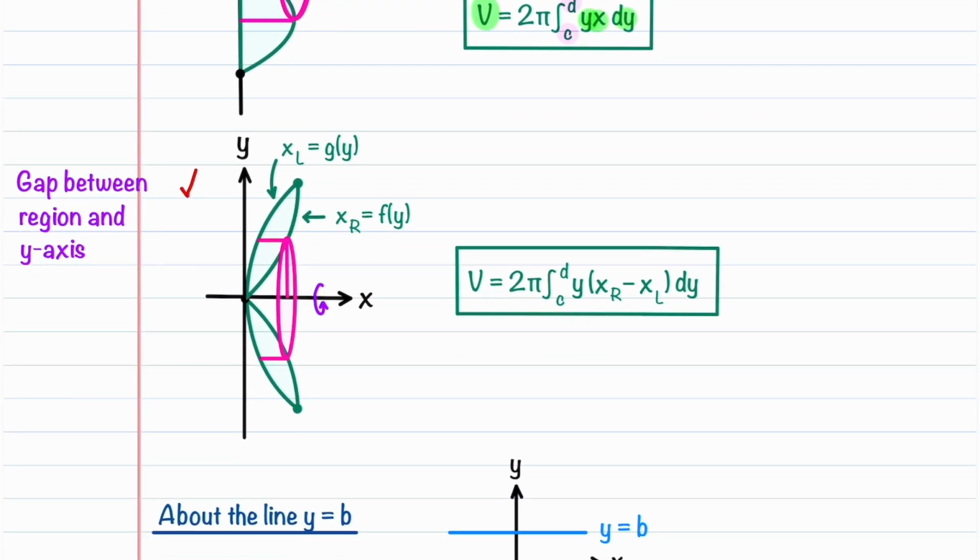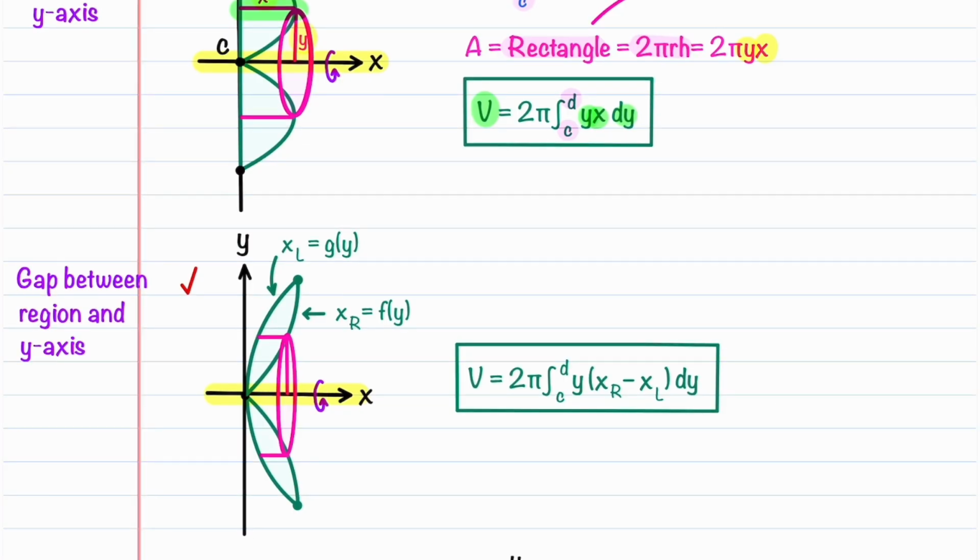In our next diagram, we have a gap between the region that we're revolving and the y-axis. When we rotate this region about the x-axis, we again get a solid of revolution that has cylindrical cross-sections. Everything is the same as the formula that we just looked at, but now what's different is the height. This height is equal to the curve on the right minus the curve on the left. And then everything else is the same.